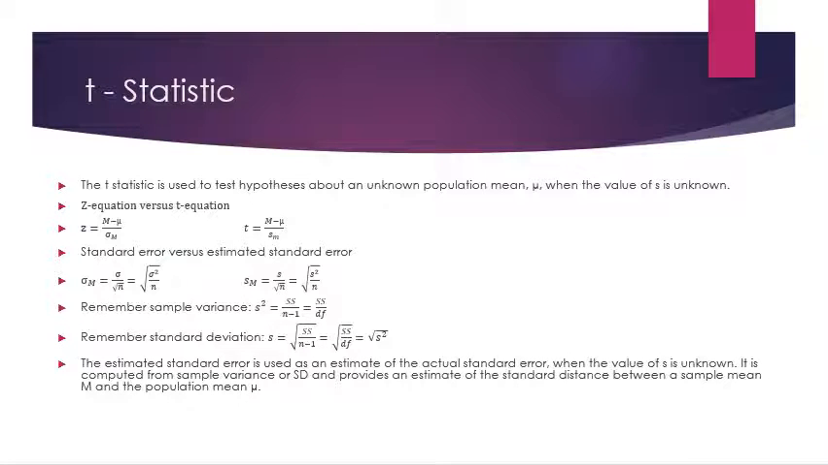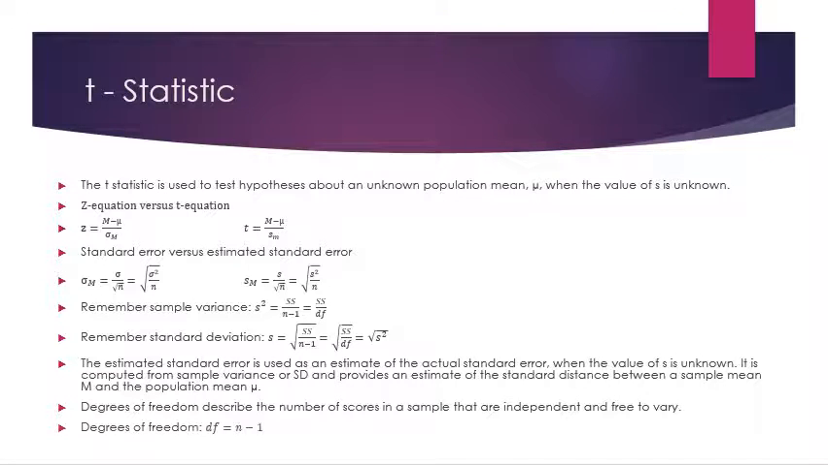So the estimated standard error is used as an estimate of the actual standard error. When the value of sigma is unknown, it is computed from sample variance or standard deviation, and it provides an estimate of the standard distance between a sample mean M and the population mu. And again, degrees of freedom describes the number of scores in a sample that are independent and free to vary. Degrees of freedom for a one sample t-test is equal to n minus 1.